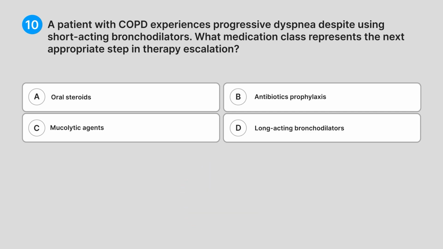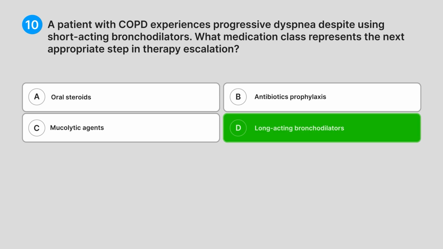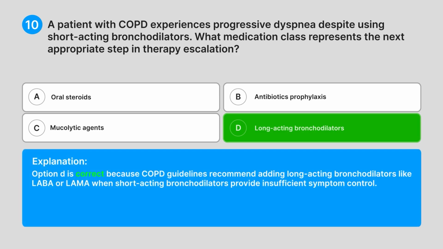Correct answer, D. Long-acting bronchodilators. Explanation. Option D is correct because COPD guidelines recommend adding long-acting bronchodilators, like LABA or LAMA, when short-acting bronchodilators provide insufficient symptom control.